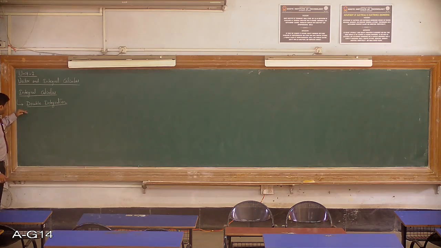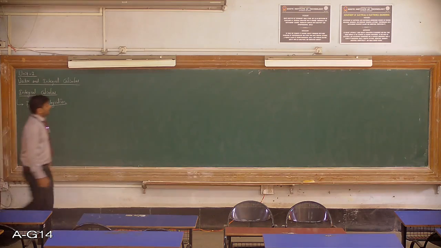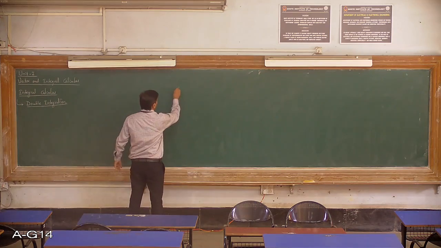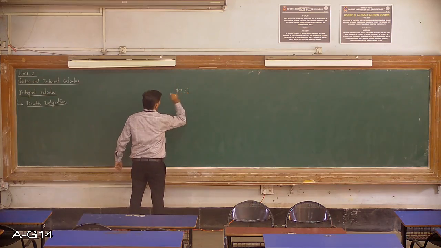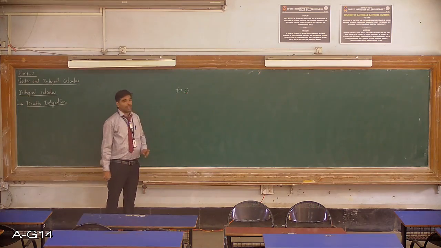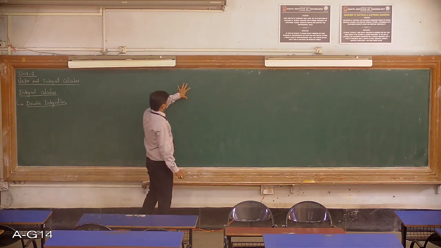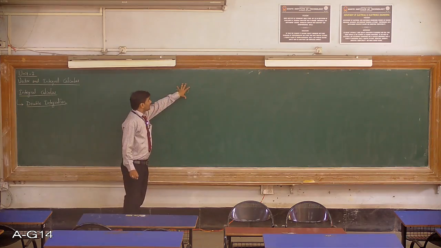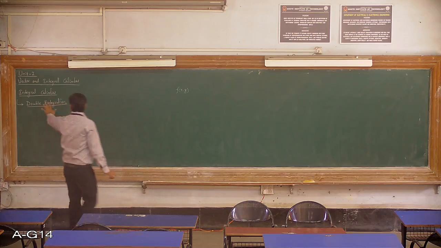Now, while starting with the double integration, first we need to understand what is the function f of x comma y. f of x comma y means what? It's a function which depends on two independent variables, one is x, another one is y. So whatever function f of x comma y we are taking, this will create a surface. By taking this surface, we are going to find the double integration.